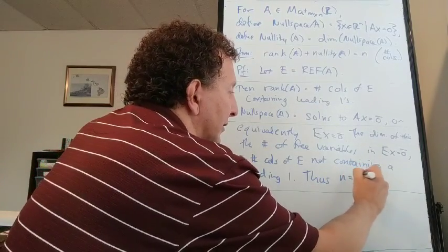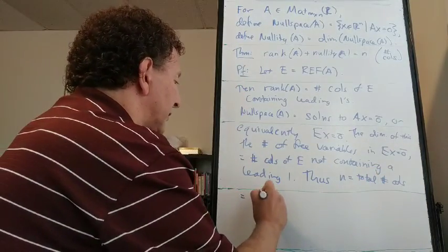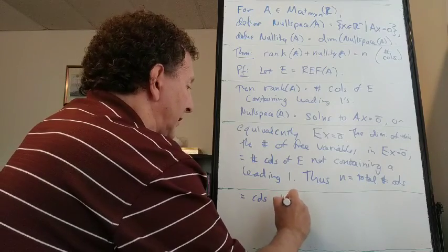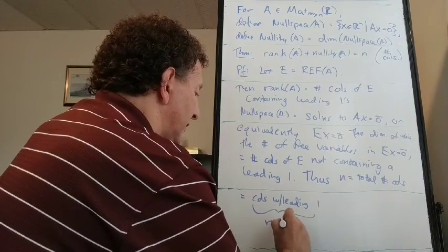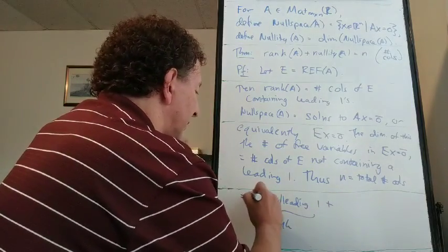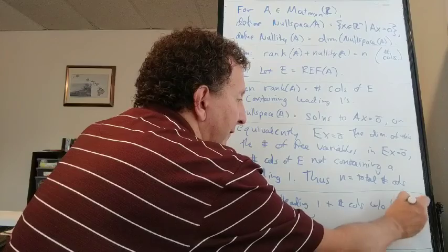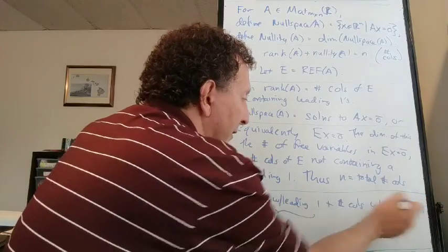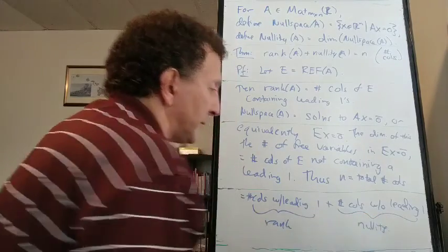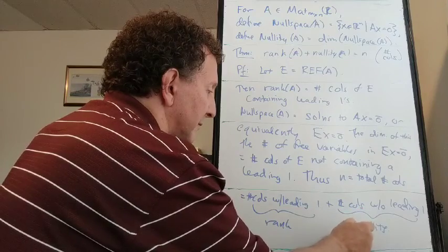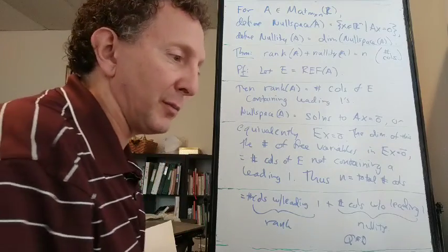So that means that n, the total number of columns, equals columns with a leading one, which is rank, plus the number of columns without a leading one, which is nullity. So let's do an example and look at that and see that the numbers add up.